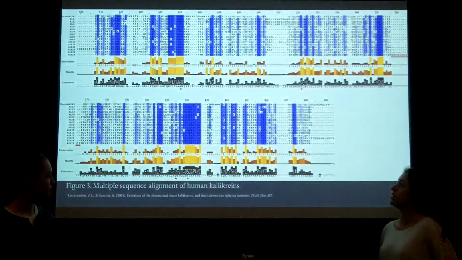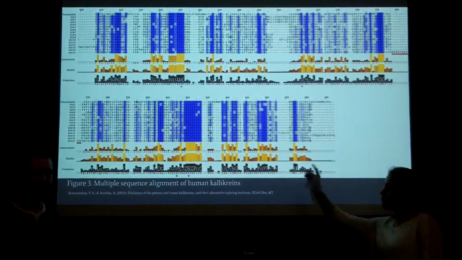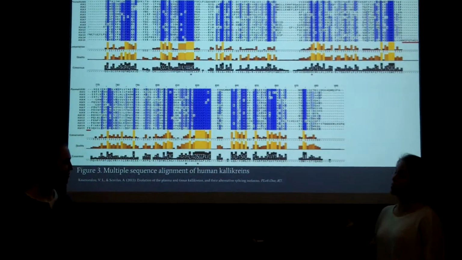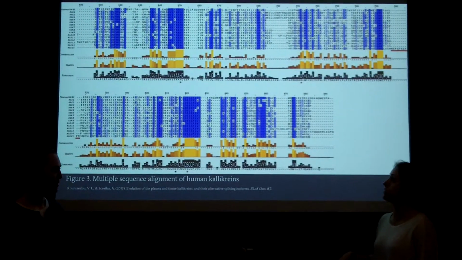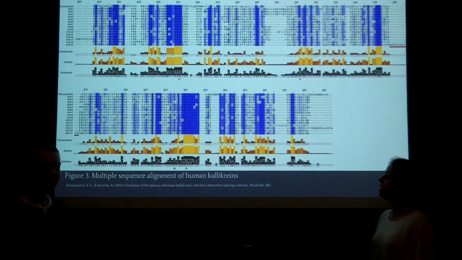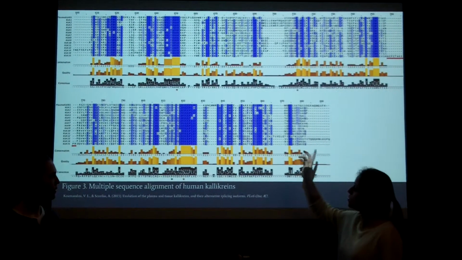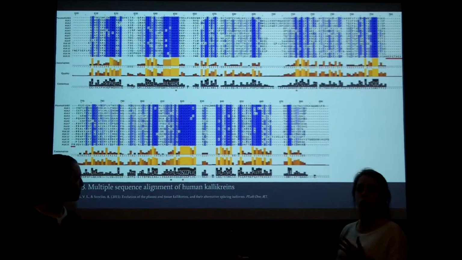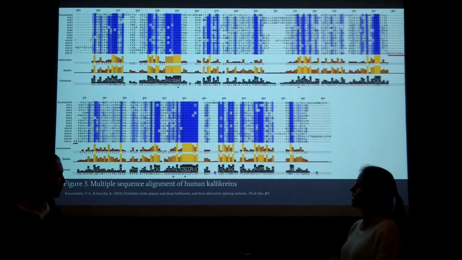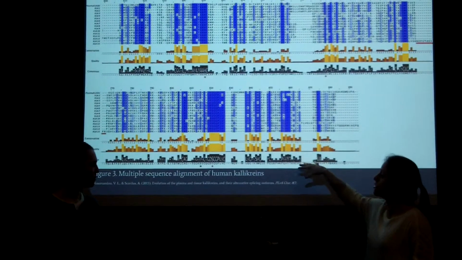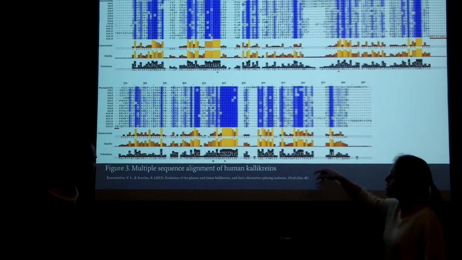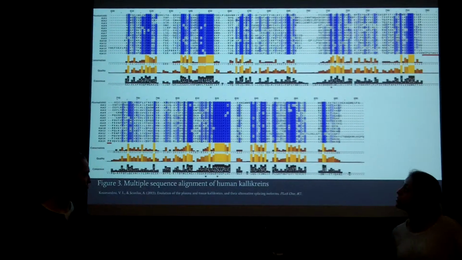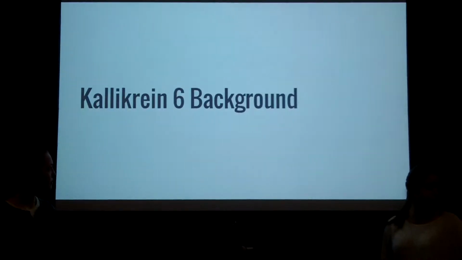this next diagram will exemplify. So all the purple or blue demonstrates shared amino acid sequences between all of the tissue kallikreins and the plasma kallikreins. So the darker the blue, the more shared the sequence is, and the lighter blue is the less shared. At least one other kallikrein has the shared amino acid. Yellow demonstrates the conservation. So the higher the bar, the more conserved it is, which is also seen by the number of blue in the columns.